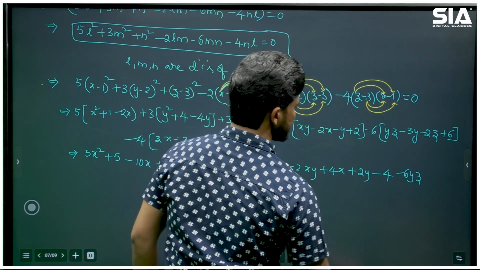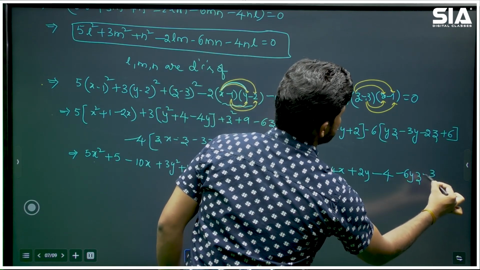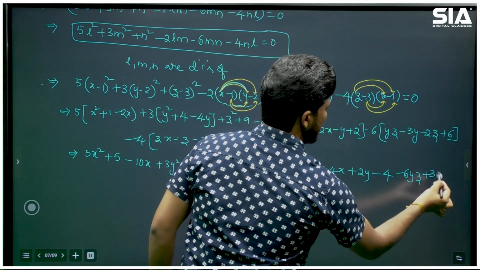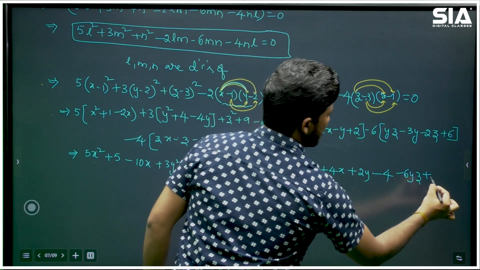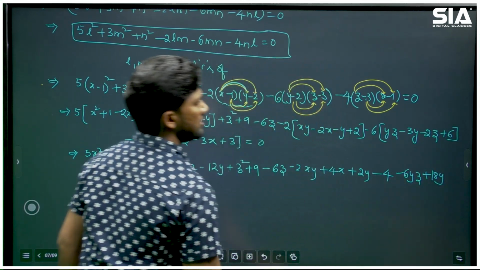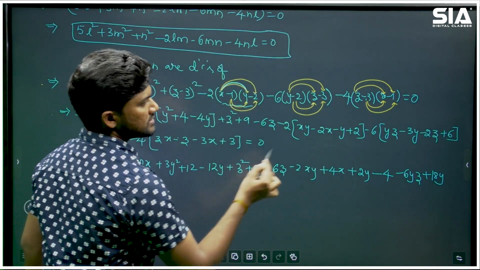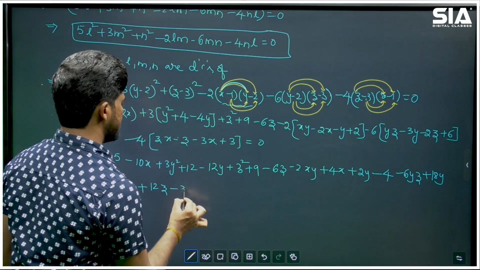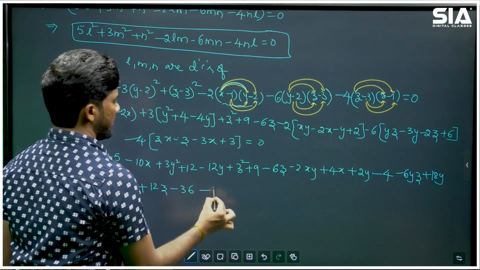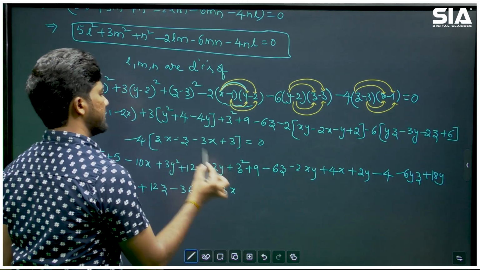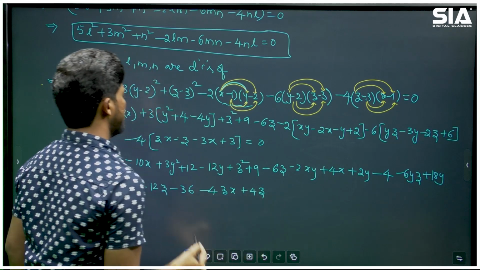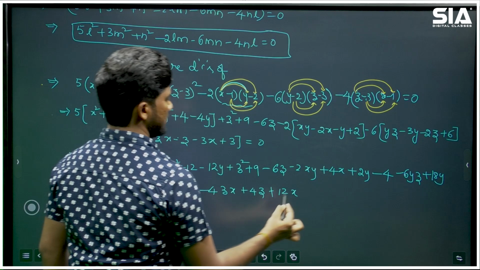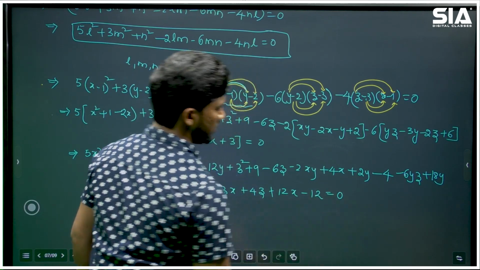6yz, and minus into minus plus 6 3 is 18y. This value is 18y, and minus into minus plus 6 2 is 12z, minus 36. Similarly, minus 4zx, minus into minus plus 4z, minus into minus plus 4 3 is 12x, and minus 4 3 is 12, equal to 0.